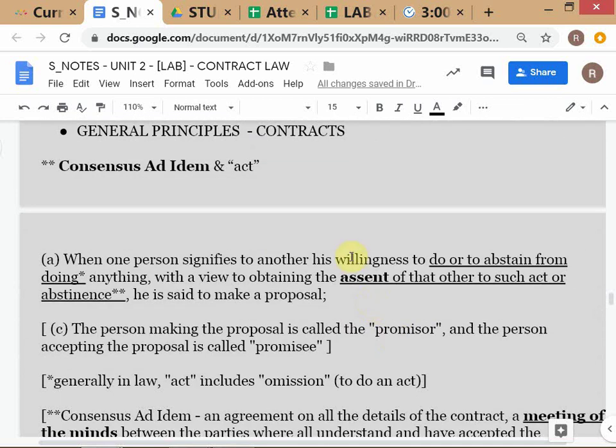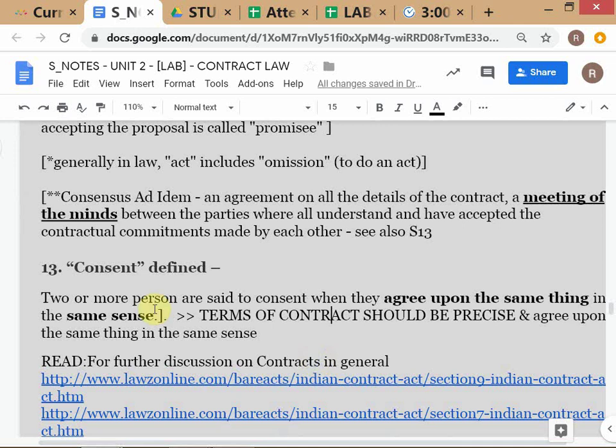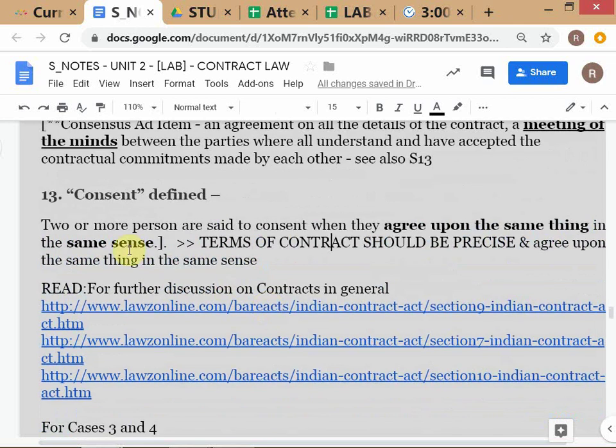The point is we have covered all this, these distinctions, right? And then we came to certain general principles, one of which is this idea of consensus ad idem, which is intimately tied to the definition of consent in section 13. As you can see here, the definition of consent is to agree on the same thing in the same sense. So automatically there is an idea that there has got to be some kind of clarity and certainty about the terms. You understand that? Otherwise, how are you going to agree to the same thing in the same sense?